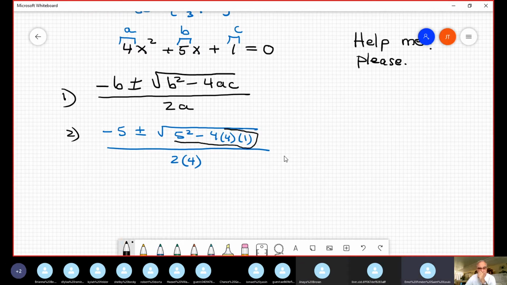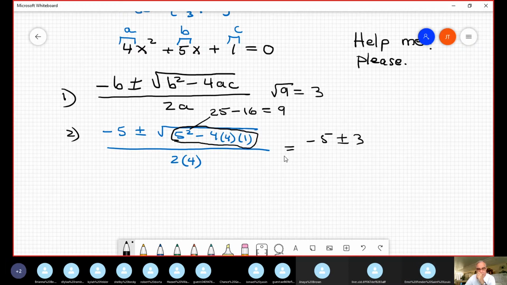Tell me. 5 squared is 25. Very well. Minus 16. It's 9, and the square root of 9 is 3. So far we have minus 5 plus or minus 3, divided by 8, because 2 times 4 is 8.